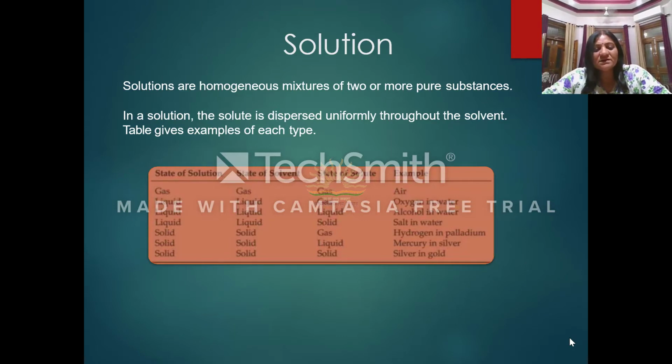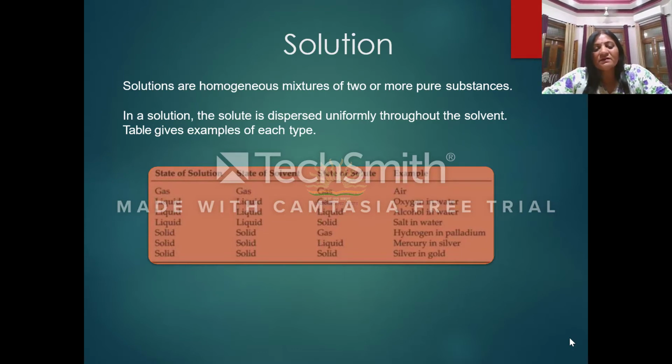State of solution, state of solvent, state of solute and their examples. You are looking at a table in which the state of solution and state of solvent are given. When the solution is gaseous, the solvent is a gas, the solute is a gas, and the very good example is air. Air is a mixture of gases, so it is a gaseous solution.